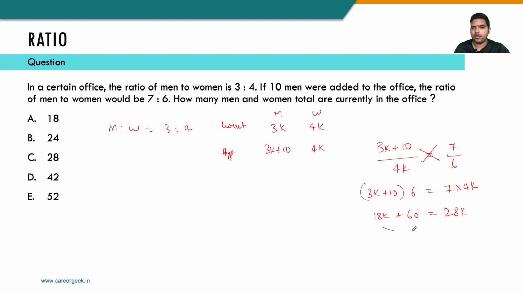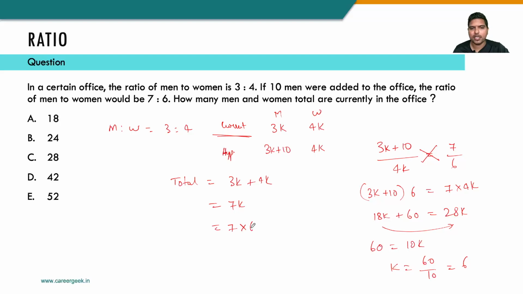So bring 18k to the other side. I get 16 is equal to 10k. Divide by 10 both sides. So k is 6. How many men and women total currently in the office? So total men and women are 3k plus 4k. So it's 7k, which is 7 times 6, which is 42.